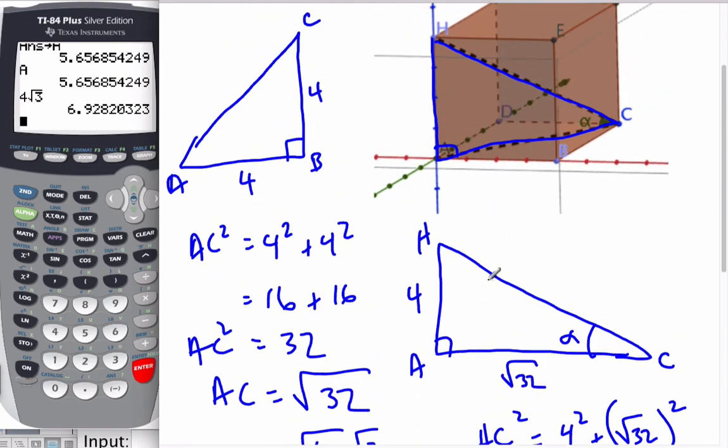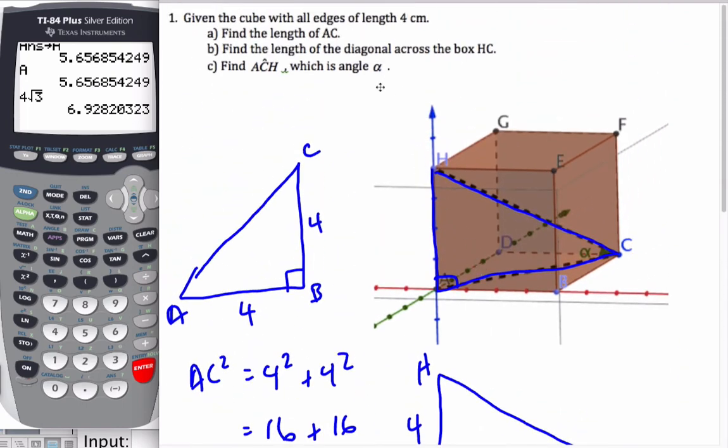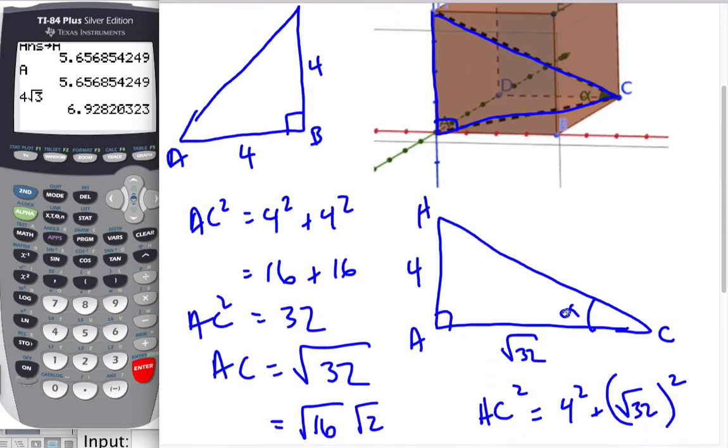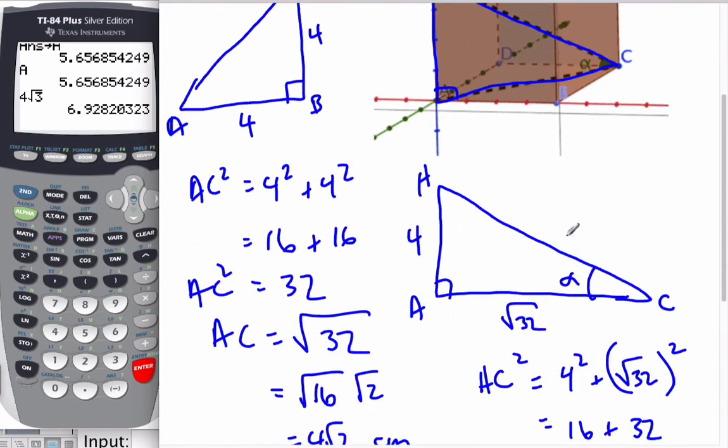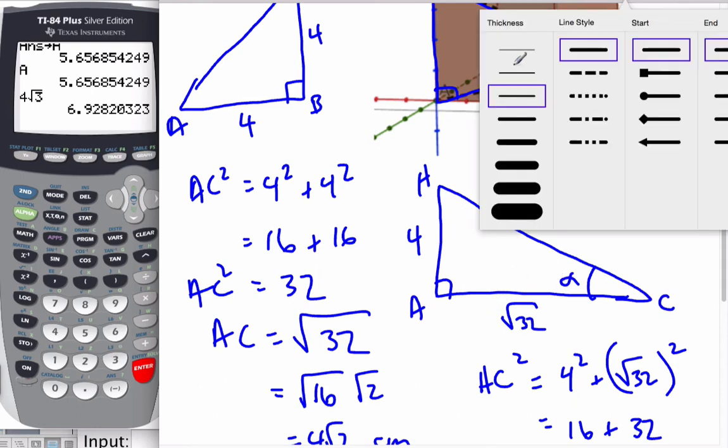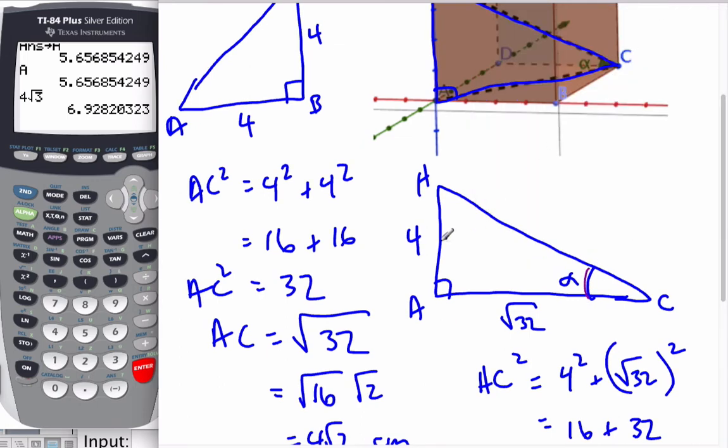The last question has me find the angle. In order to find the angle alpha here, I have 4 and I have square root 32, and I'll switch over to purple. I know this is the opposite and this is the adjacent side. And so with opposite and adjacent, tangent alpha is equal to the opposite side divided by the adjacent side.